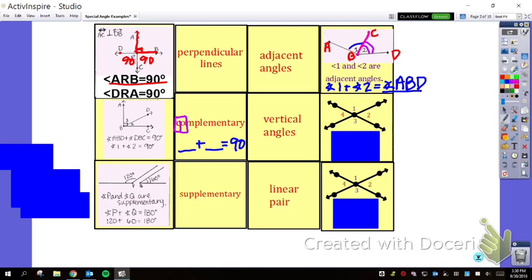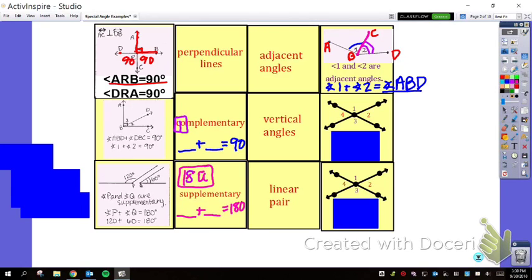Now, similarly to complementary, we could make this S, here's my S, into an 8, right here. The U could become a 0, so 180 is supplementary. So our equation stem is angle plus angle equals 180.